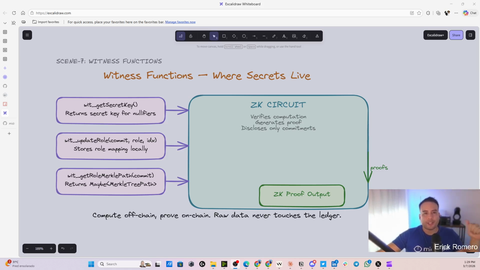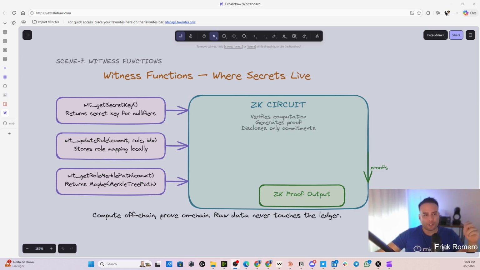Witness get secret key returns a secret key that exists only in the user's local environment. This key is used to compute nullifiers. It enters the ZK circuit as a private input, participates in the hash computation, and vanishes. The proof attests that the computation was done correctly, but the key itself is never revealed. This is the core ZK pattern: prove you know a value without showing the value.